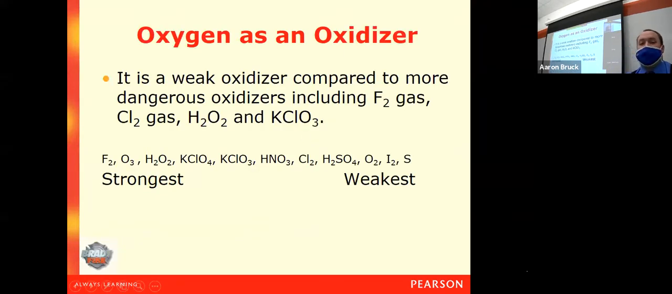As an oxidizer, oxygen is actually not very good. Here is a list of common oxidizers. And you see on this list of common oxidizers, oxygen is way down here. It's one of the weaker ones. That's actually a good thing.